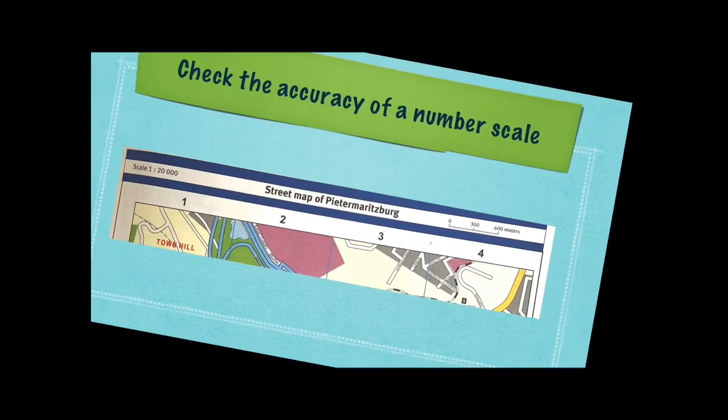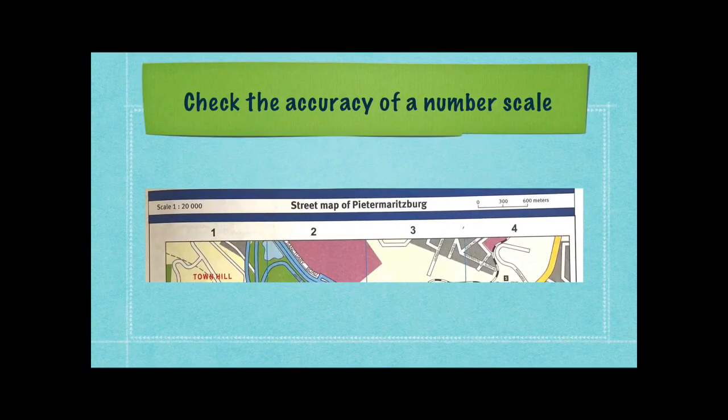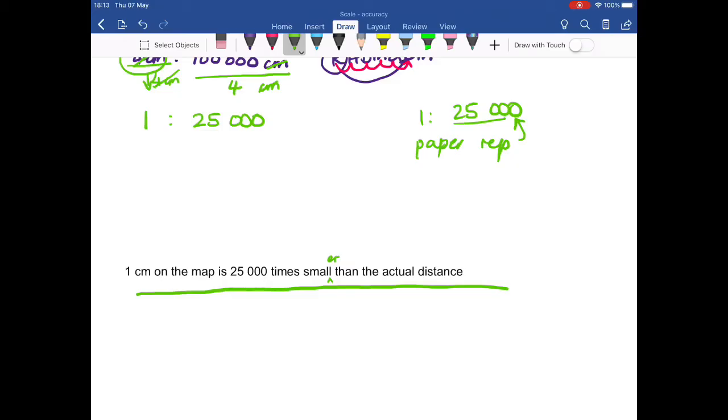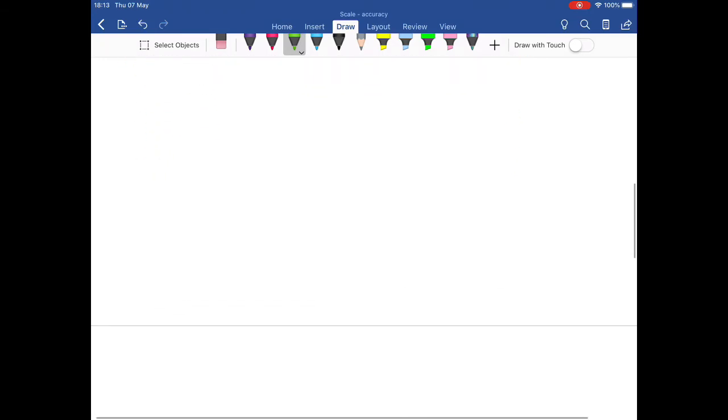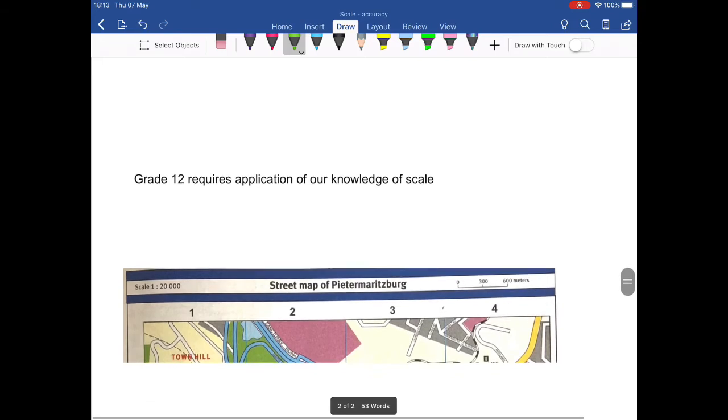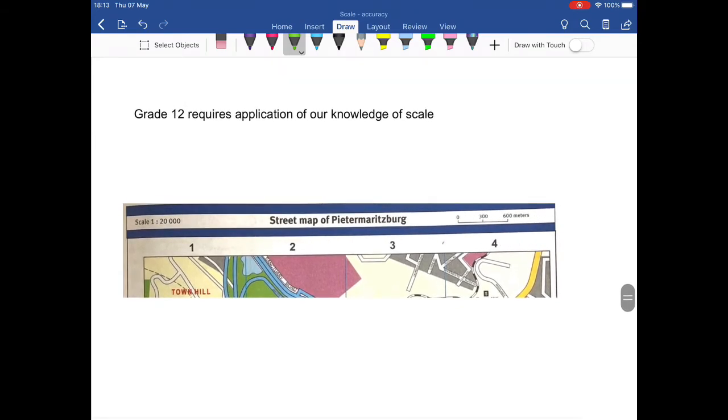We're now going to have a look at applying our knowledge of converting the bar scale to a number scale. And we're going to use this to check the accuracy of a number scale. Right, now having revised that, we're now going to apply it to a new situation. And this application is to check scale accuracy.